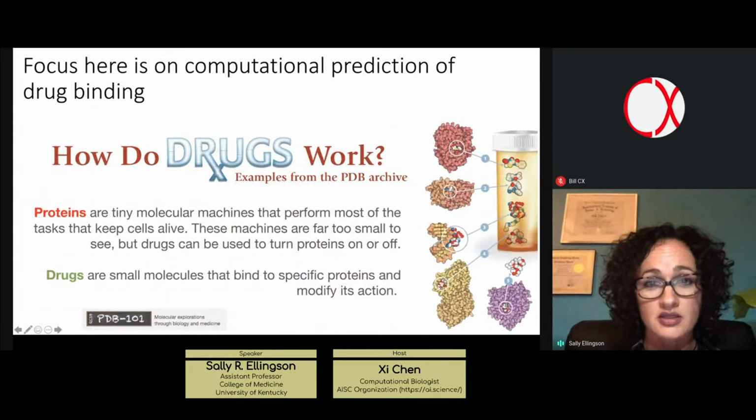And so the focus of the work that I've done and what I will talk about is on the computational prediction of drug binding. So, given a protein that is relevant to a disease, finding drugs that can bind to them.